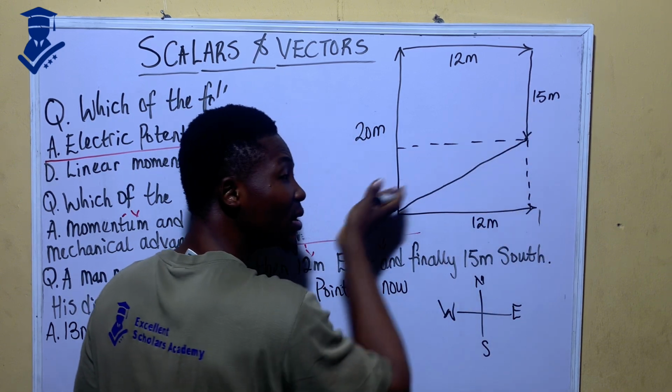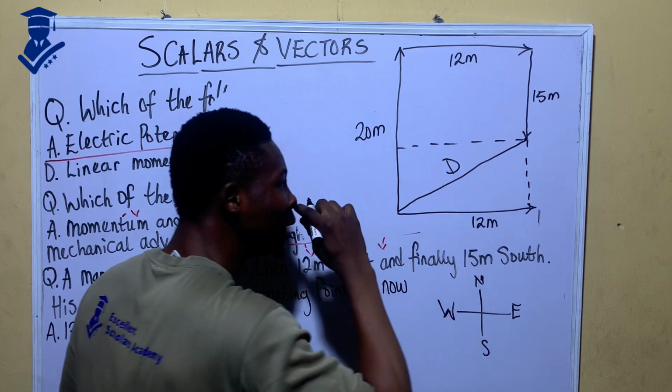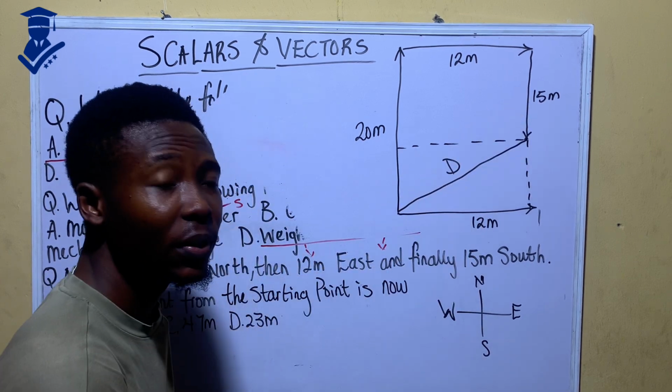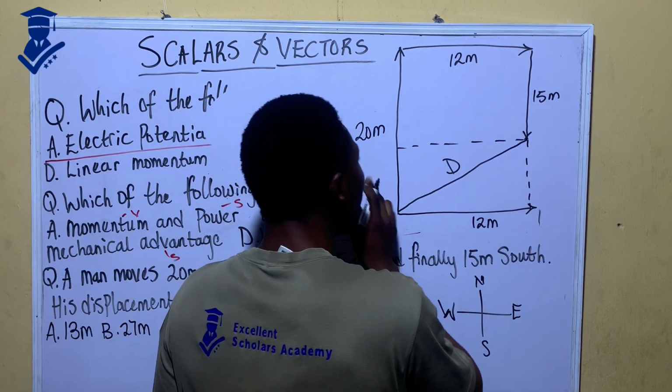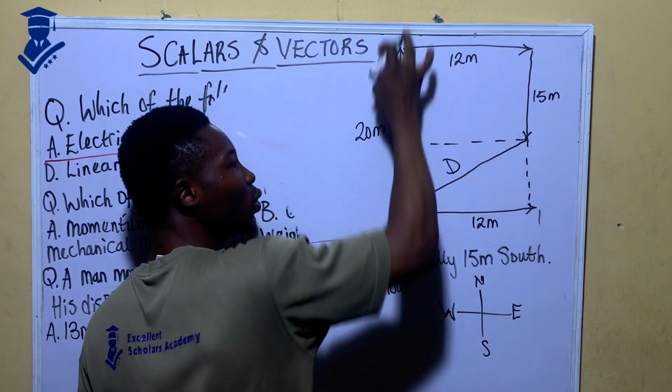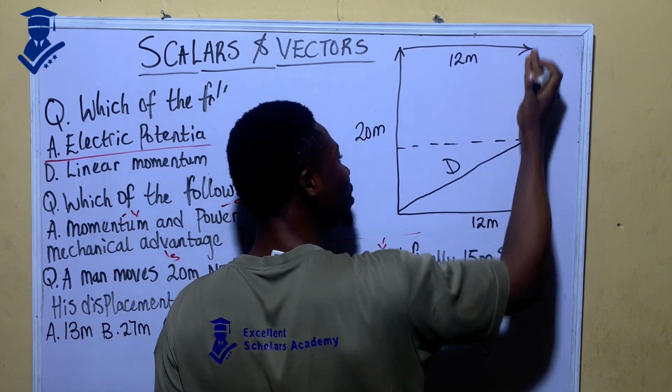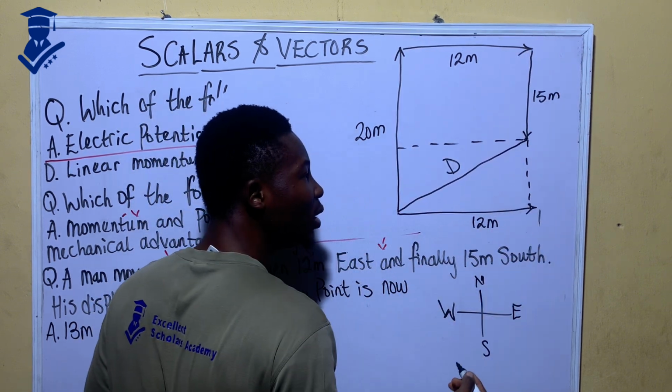This is his displacement, his displacement D. All right, so now the whole of this is 20. This side is 15. This remaining part now, what do you think it will be?